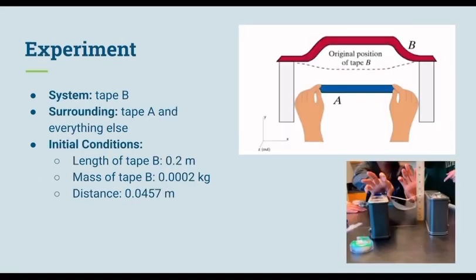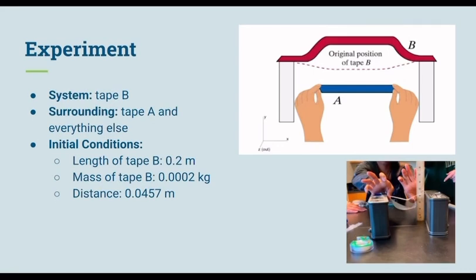For the experiment, tape B was placed between two objects, creating a bridge. The length of tape B was 0.2 meters and its weight was 2 × 10^-4 kilograms. Next, tape A was moved underneath while tape B was observed to float, again showcasing repulsion. In this scenario, the system was tape B while the surroundings were tape A and everything else. The recorded distance between tape A and tape B while they were repulsed was 0.046 meters.